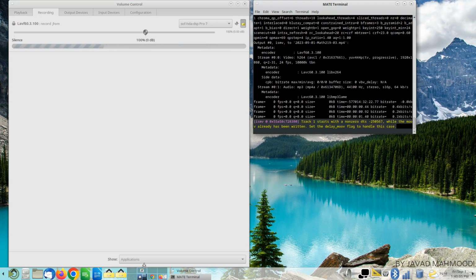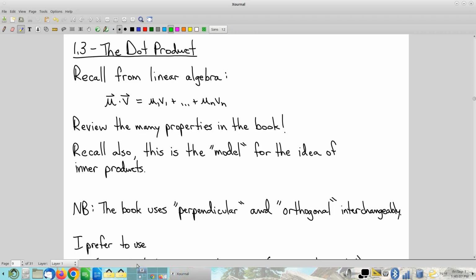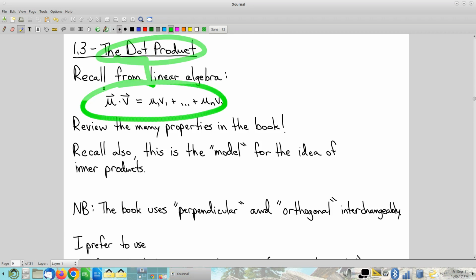Okay, so here's where we were last time. We were talking about, well, we actually left off just before this, I guess. But so, new topic for today. You're talking about dot products. So I hope you all remember the dot product. This is the formula.